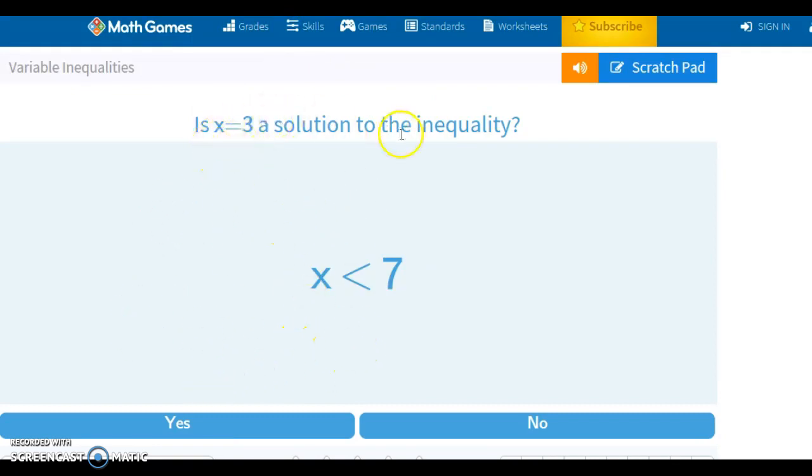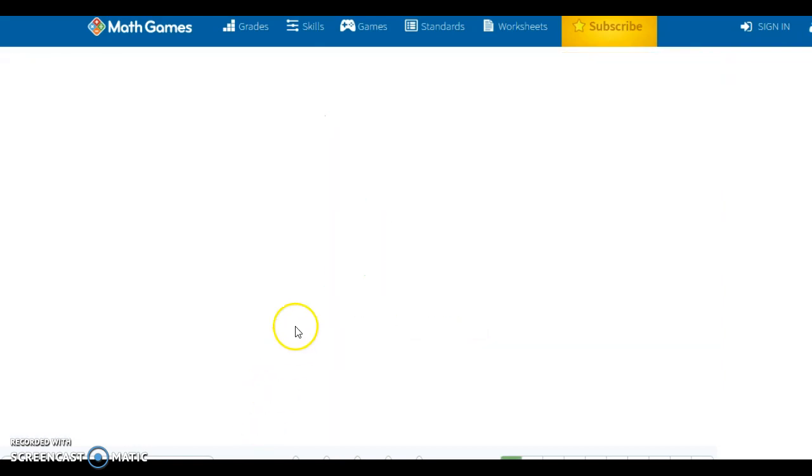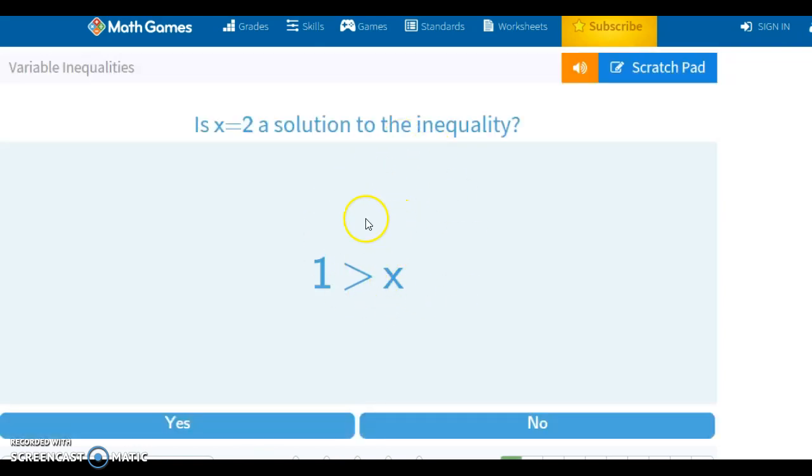So here's an example that I found on inequalities. Is x equal 3 a solution to the inequality? And here's the inequality. They're saying that x has to be less than 7. So if you place 3 over here, because 3 is x, right? X is 3. So is 3 less than 7? Ask yourself, is 3 less than 7? Yes, it is. So you could check that. Yeah, I got it right. So again, this is another cool website that you can go to practice inequalities.